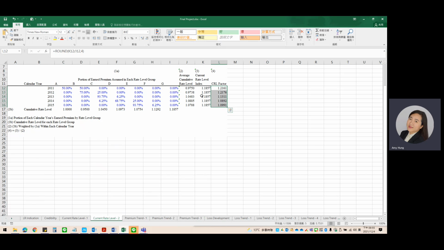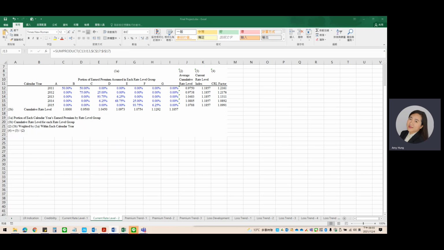So we obtain those values from the previous sheet, and also those values from the previous sheet, and based on those two, this number is the product of those two numbers, so we can then obtain the cumulative rate level factors.